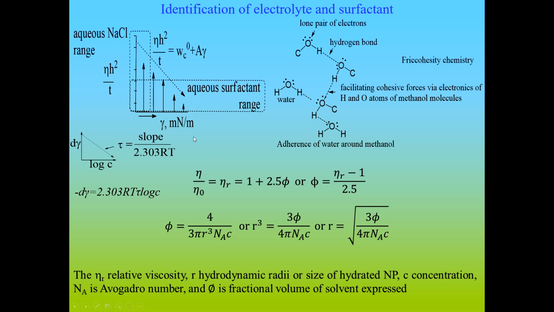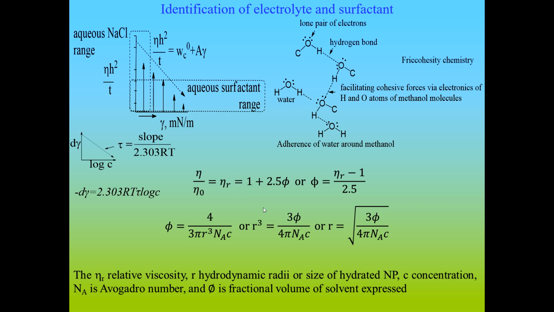Now we can also calculate the size of the resultant particle by this simple equation. Eta is the viscosity of the resultant solution, and eta naught is the viscosity of the medium. This is the Einstein equation, and phi is the fractional volume, because if you are taking a surfactant, then certain water molecules adhere to the surfactant molecule. Surfactant molecules are of larger size and not dissociated. Suppose it is sodium dodecyl sulfate, only Na comes off. This Einstein equation with 2.5 is for spherical molecules. It can vary, increase or decrease, depending on the size of the resultant nanoemulsion particle.